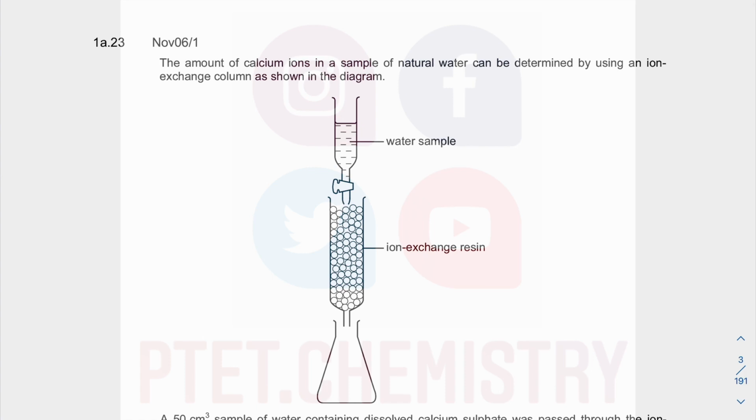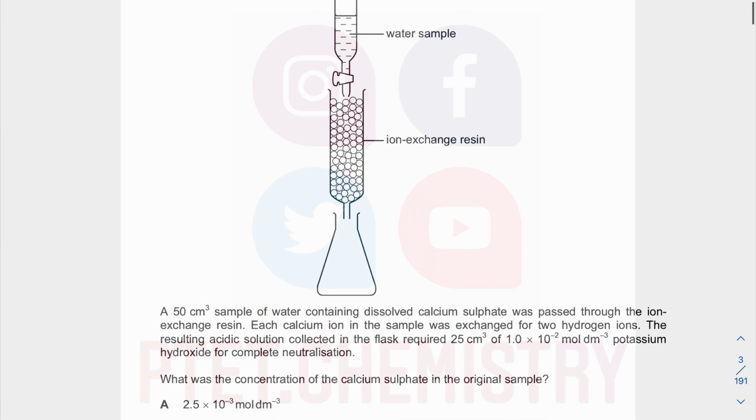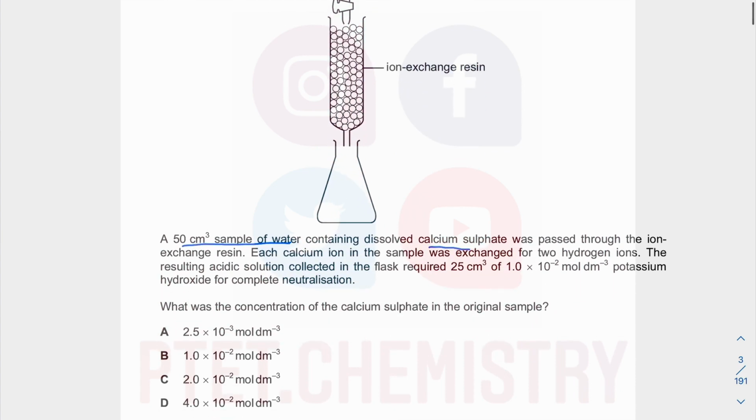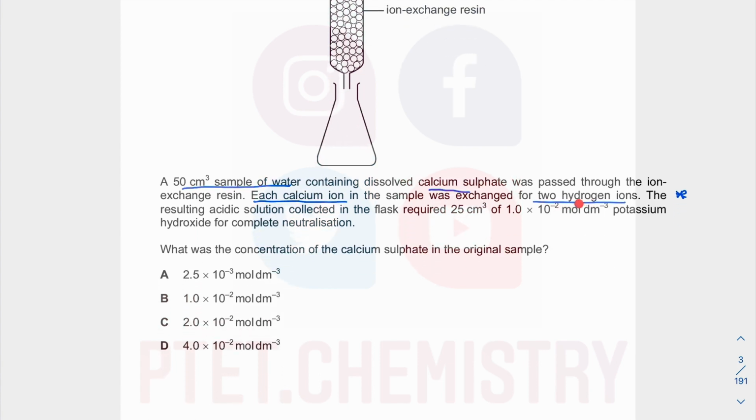This next question is saying that the amount of calcium ions in a sample of natural water, you use an ion exchange column as shown there. You have a 50 cm³ sample of water, you have calcium sulfate, and then each calcium ion exchange for 2 hydrogen ions. So there's one important information there. When you exchange it with 2 hydrogen ions, then the resulting acidic solution require 25 cm³ of potassium hydroxide.